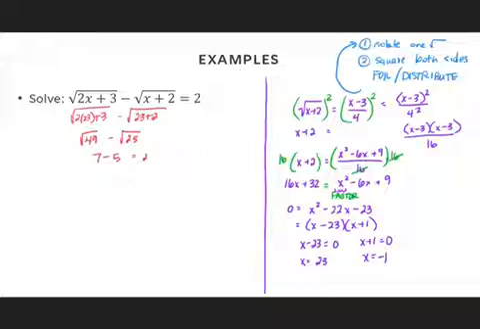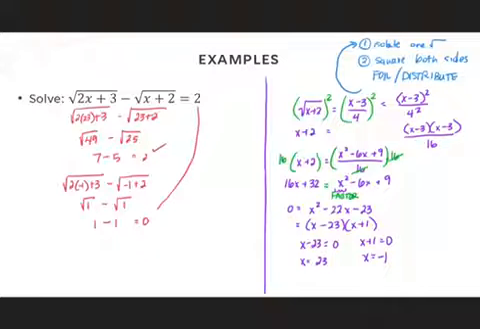And then we're going to check negative 1. So the square root of 2 times negative 1 plus 3 minus the square root of negative 1 plus 2. So 2 times negative 1 is a negative 2. Negative 2 plus 3 is a positive 1. Negative 1 plus 2 is also positive 1. So this would be 1 minus 1, which equals 0.